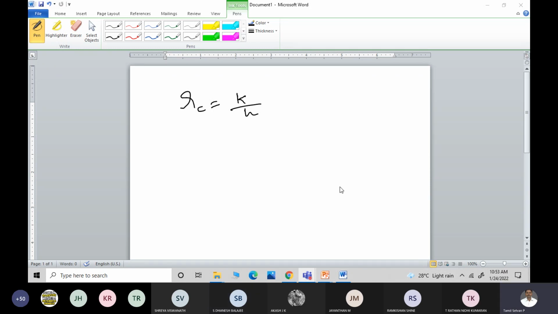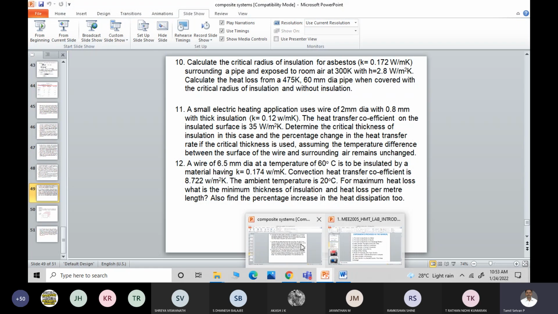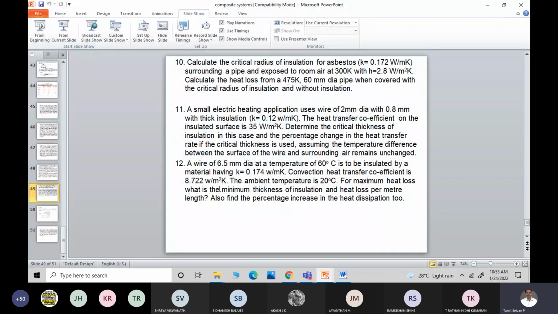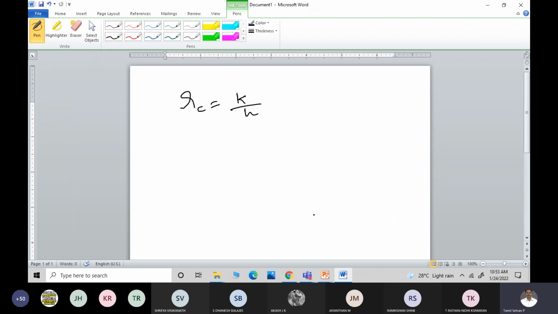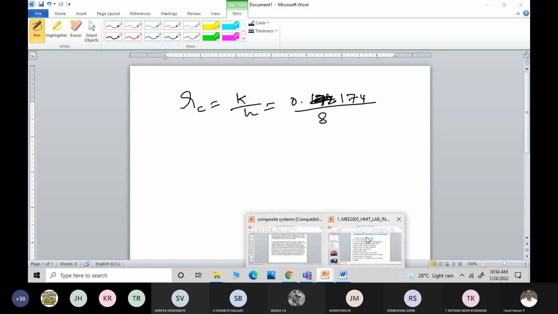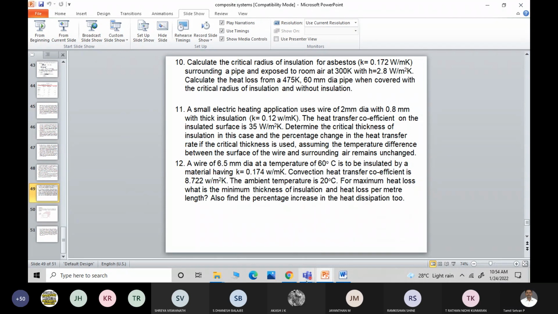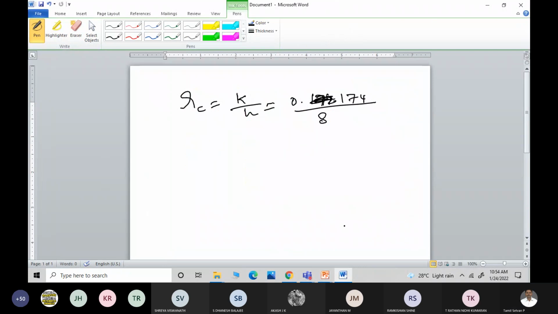Yes, sir. Okay, RC, the critical radius of insulation, is equal to K by H. That we know. So the K value is 0.174 and 8.722 is the H value. So 0.174 divided by, what is the H value? 8.722.